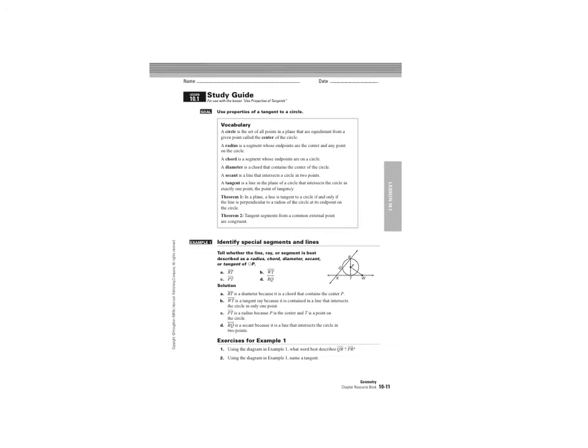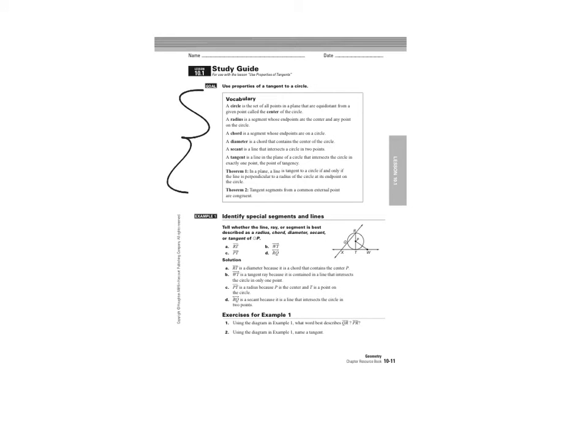Okay, so from Chapter 1, you need to be able to identify all of this vocabulary. So what a chord is, what a radius is, what a secant, a tangent, and then apply the theorems. So the study guide here has a nice little vocabulary box. Use this. If I give you a figure like this, be able to identify these vocabulary words.